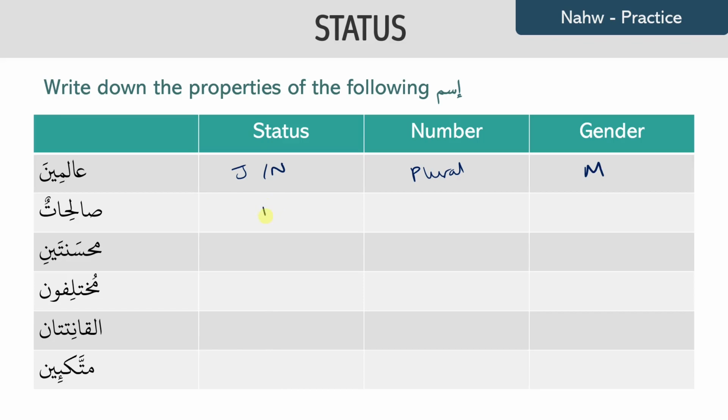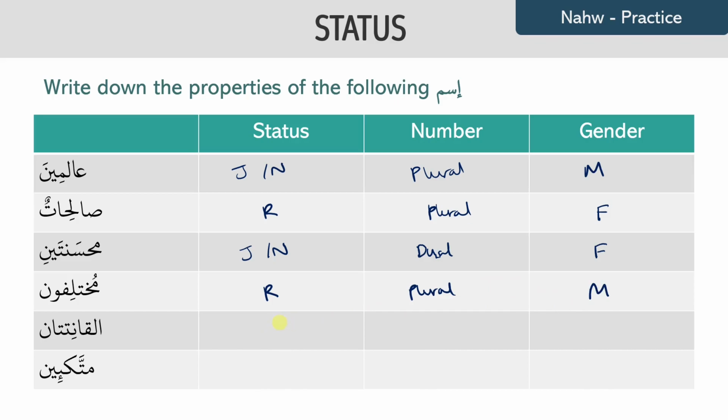Okay, salihatun. This is in the rafa state. The number is plural and the gender is feminine. Muhsanataini. So again, this is a feminine word, even though we haven't come across feminine. I'll mention that this is a feminine word, and it ends with aini, which means that it is nasab or jar, and it is dual, and it is feminine. Mukhtalifuna. It ends with una, which means that this is in the rafa state, and it is plural, and it is masculine.